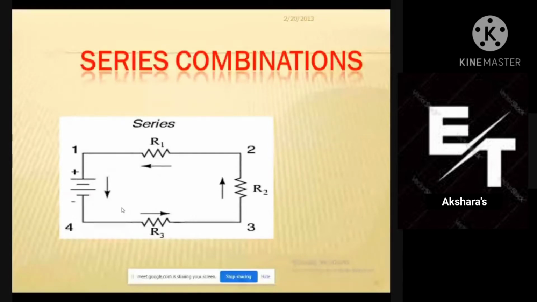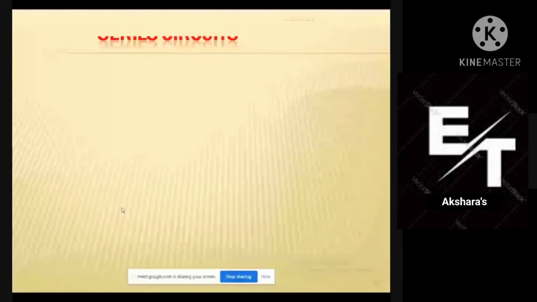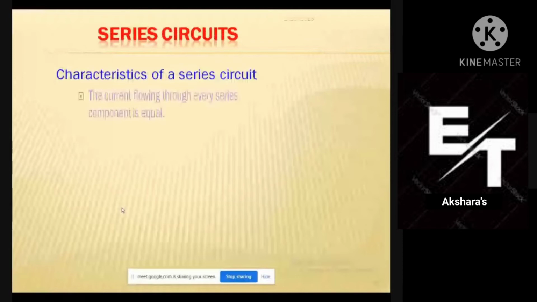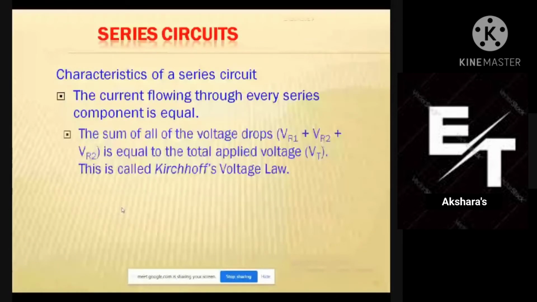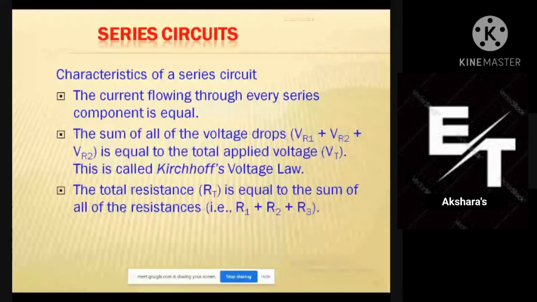What I am saying is, simply, the first point is that the current is the same at all branches. And the voltage is different across the different resistances. These two points are very important in the series combination circuit. That was the first slide, the circuit of series combination. And coming to the second slide, this is the second slide of series connection.